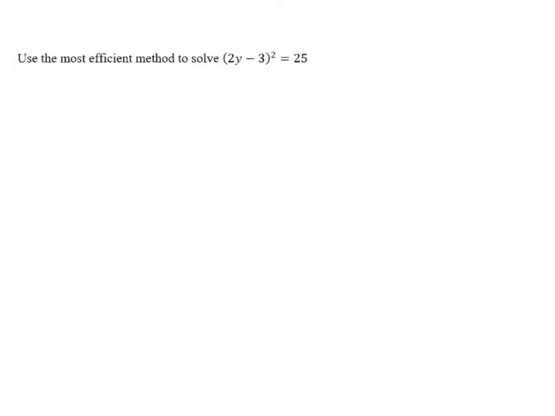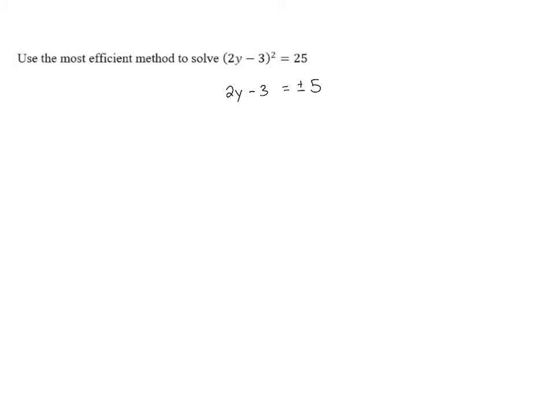property. When we take the square root of the left-hand side, taking the square root of a perfect square cancels out the square, and so we're left with 2y - 3 on the left. On the right-hand side, we have plus or minus, and when we take the square root of 25, that is just 5, because 25 is a perfect square. So we have 2y - 3 = ±5.